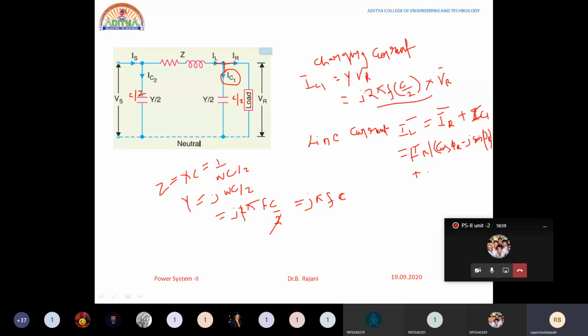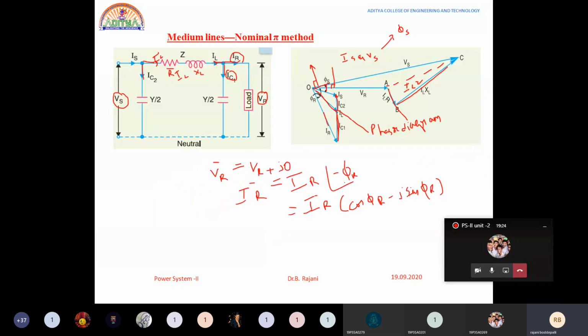So I am putting IC1 as j into 2 pi F into C by 2 into VR. What is there in my hands? I have IL in my hands. I know IC1, I know IR also, and I know VR, which is the reference I have taken. All this I have calculated.